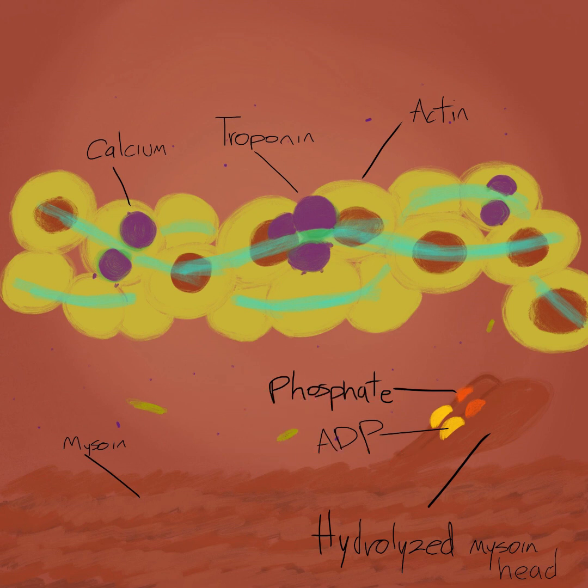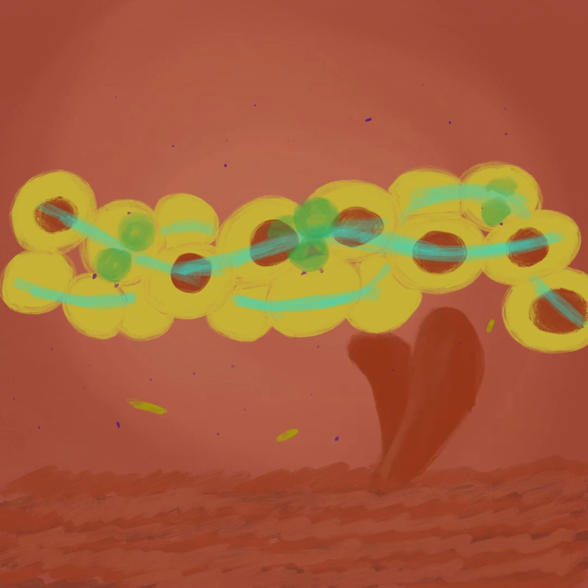This action slides the thin actin past the thick filament, creating the power stroke. After the power stroke, the actin-myosin cross bridge remains intact until the ATP molecule binds to the myosin head. After the ATP attached to the myosin, it detaches from actin.